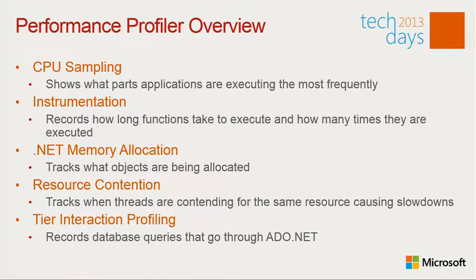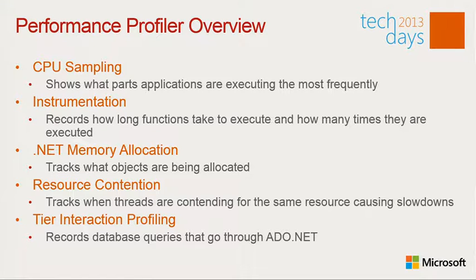That does mean that you have to instrument your binaries before doing that type of profiling. There's .NET memory allocation, so it tracks what objects are getting allocated over time. There's resource contention, which is for multi-threaded applications. It tracks when threads are contending for the same resource, causing slowdowns in your application.